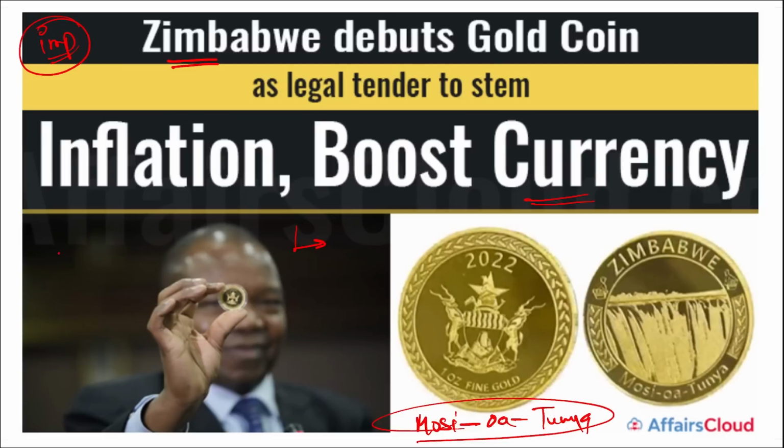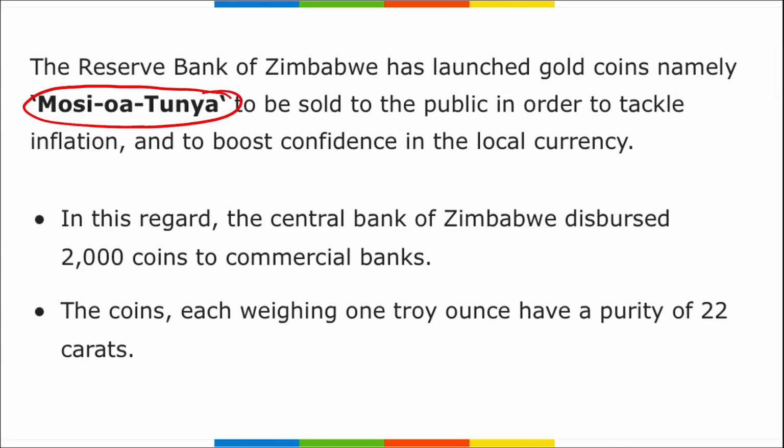In this regard, remember, 2000 Mosi Oa Tunya coins will be available to the commercial banks, each weighing 1 troy ounce and having a purity of 22 karat gold. The meaning of Mosi Oa Tunya, in the local Tonga language, is Victoria Falls.